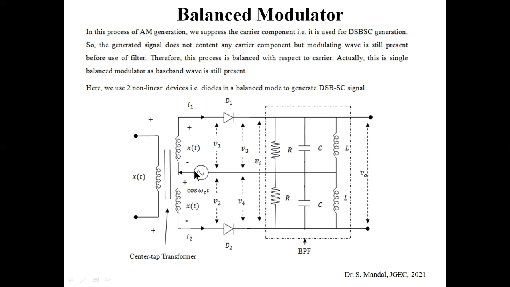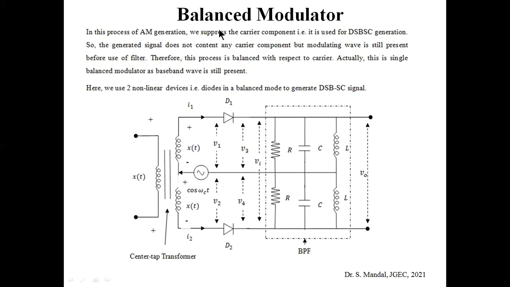and this is the LC circuit, which basically denotes the corresponding band pass filter, and this is the corresponding output. From this point to this point it denotes the voltage, and from this point to this point the voltage difference is denoted by V2. The output of diode D1 is V3, the output of diode D2 is V4, and the voltage difference between these 2 points is Vi. So obviously Vi will be V3 minus V4. Clear? So this is the corresponding balanced modulator circuit.